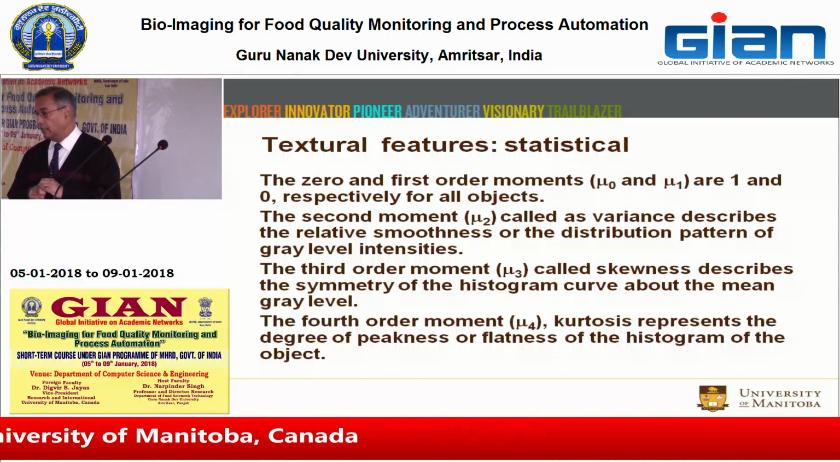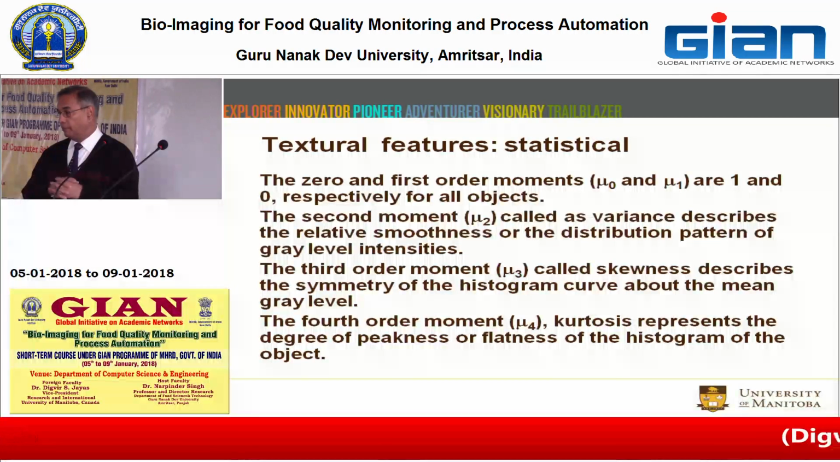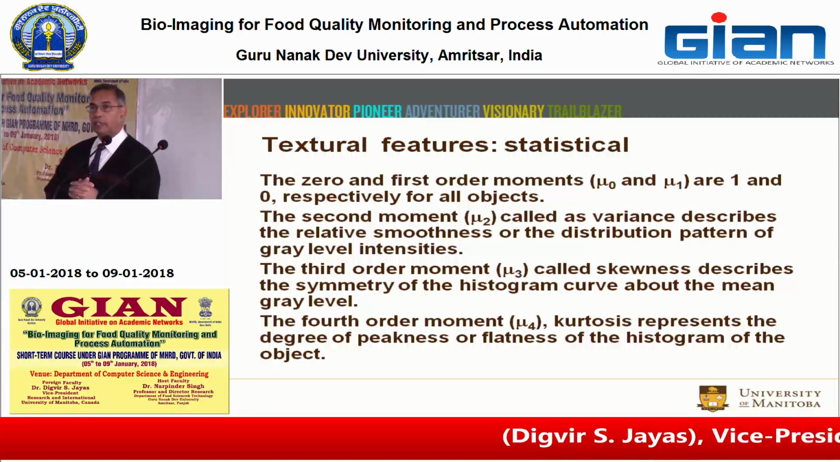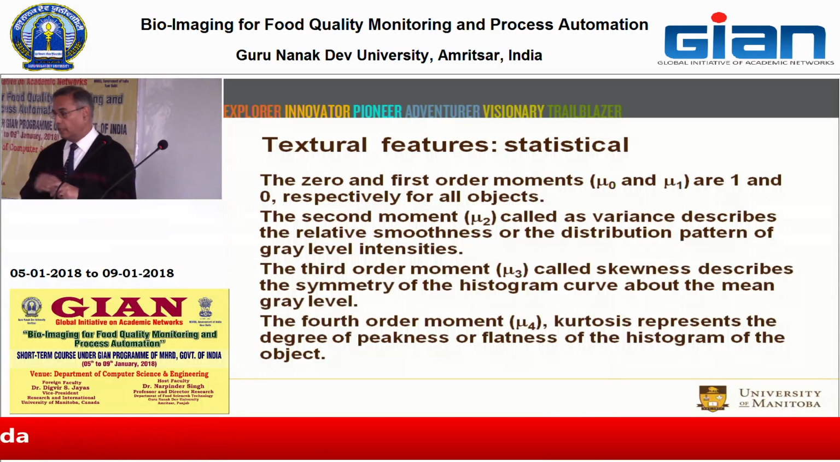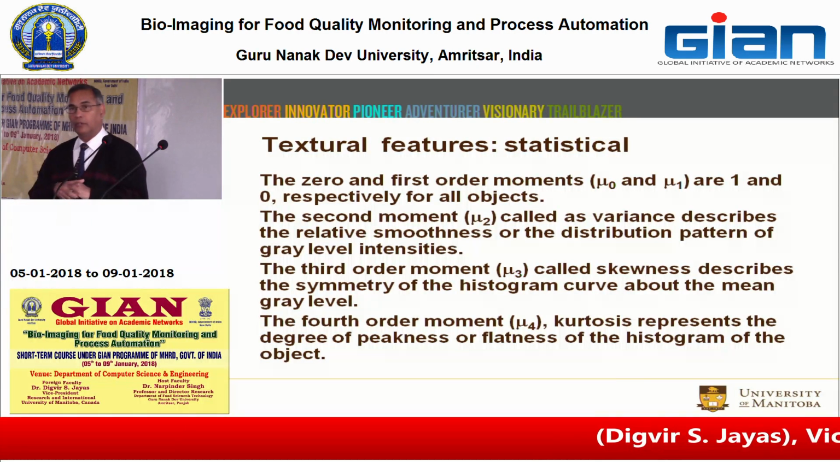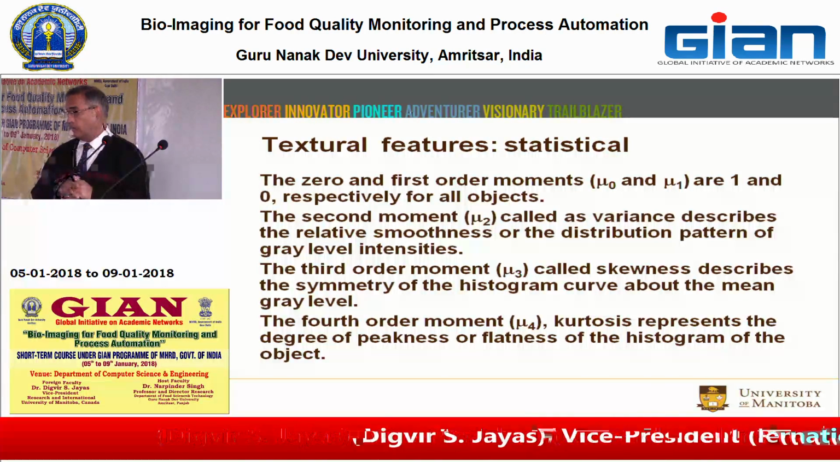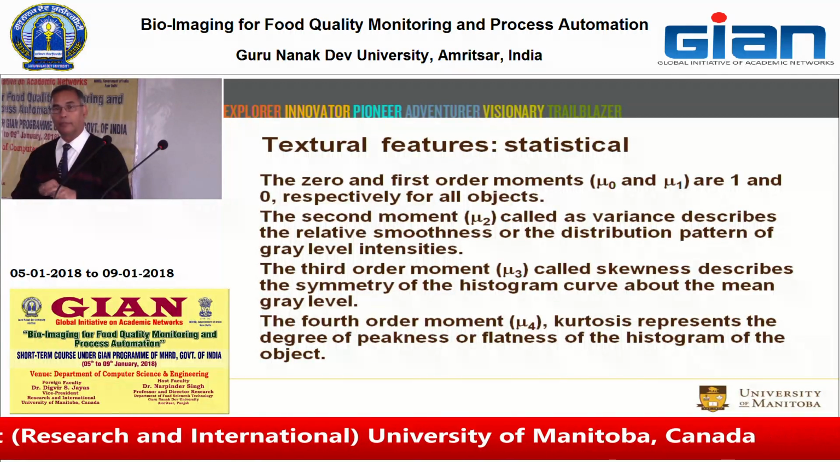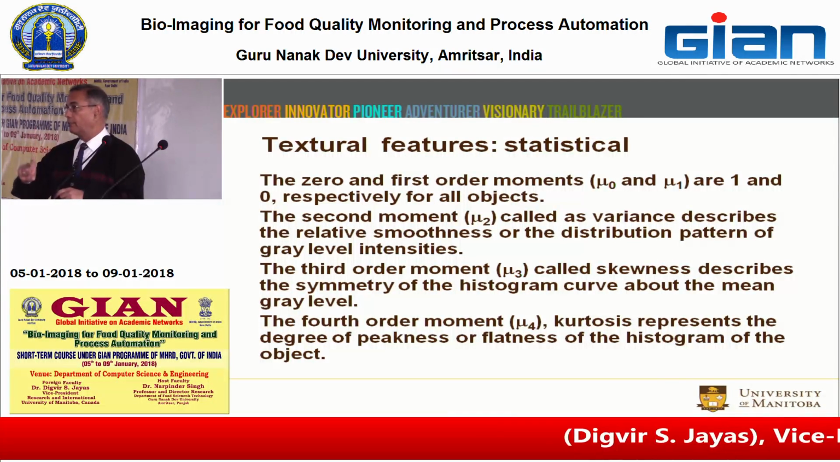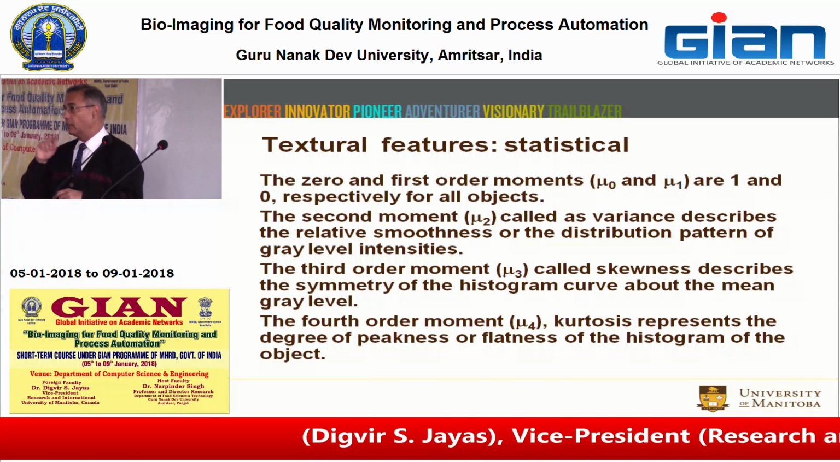So it doesn't matter what object you're dealing with, so they really don't provide you much information in that sense, because if they're the same, they're not going to have the classification. The second moment, mu2, is called variance, and it describes the relative smoothness or the distribution pattern of gray level intensities. So if you calculate using that function, the previous equation, mu2, that would give you basically the smoothness or distribution pattern of the gray level.